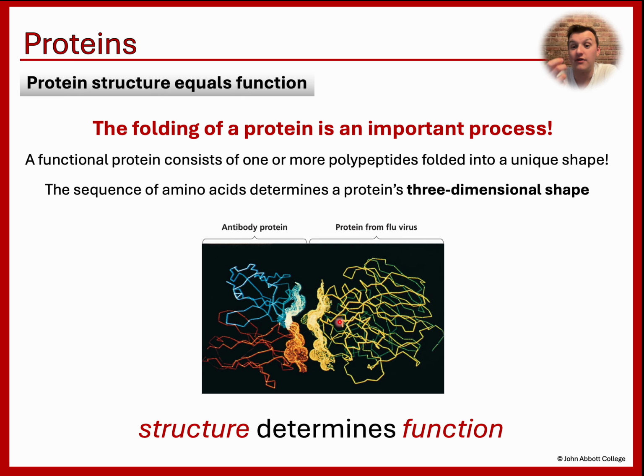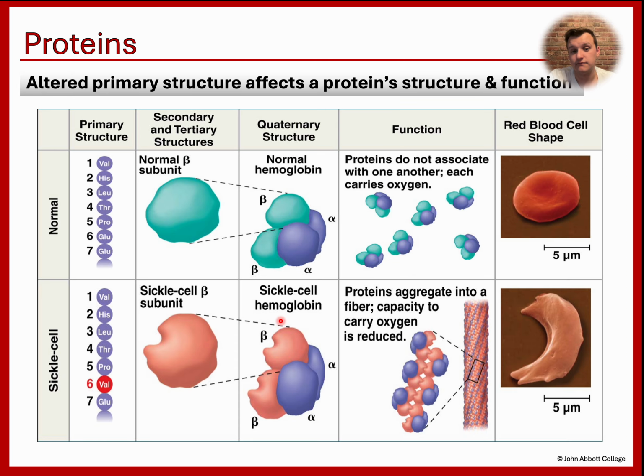So it's very important that our proteins are folded well. That's my key takeaway. You need proper folding. You need the proper sequence of amino acids for it to fold, because if not, it might not be able to do its job well. I'll give you an example of this. If we alter the primary structure of a protein, we can cause differences in the structure of the protein and therefore its function.